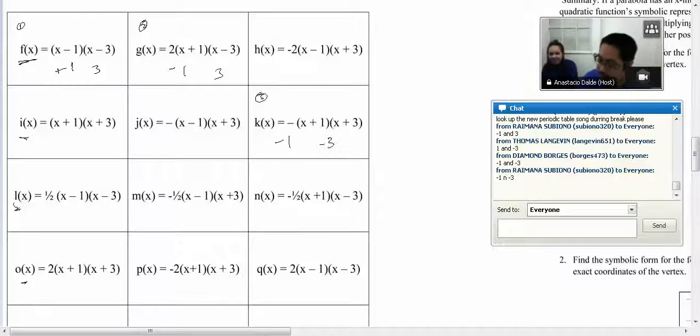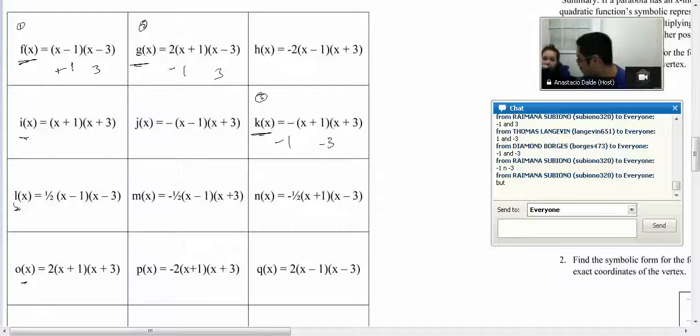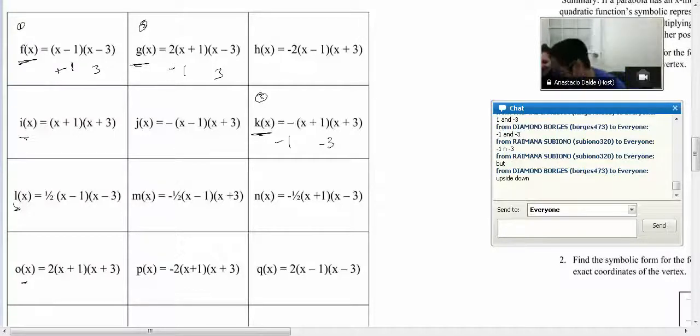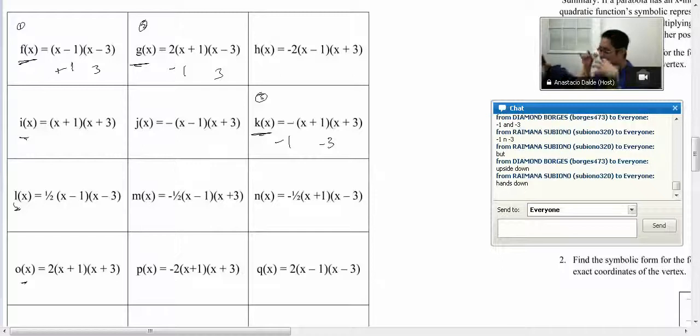But the difference between this and this is there's a negative out in front. It still crosses there, but how is the parabola going to be different? Exactly, Diamond. It's not going to be opening up. It's going to open down. We cool? Mm-hmm. Alright. What about this one?